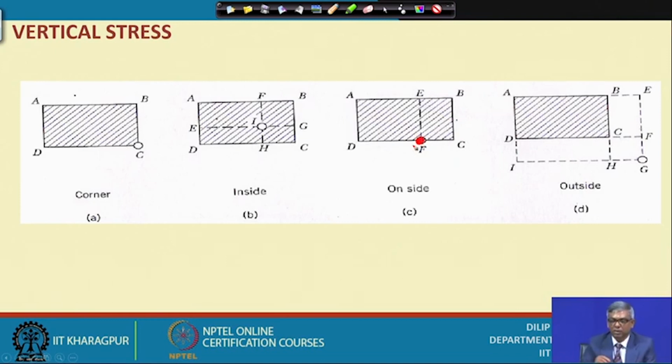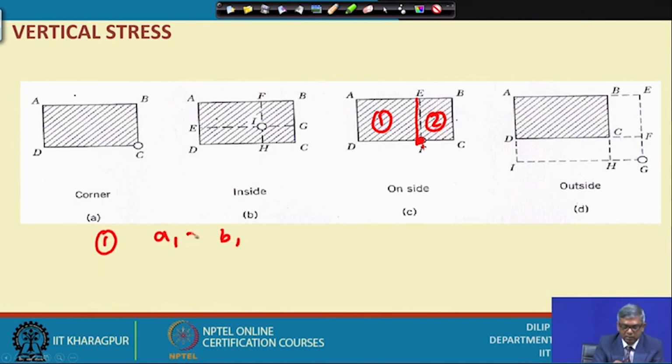Then what will I do? I will draw a line parallel to the edges and passing through this point, like this. Then it is divided into two parts, 1 and 2. Then similarly, for 1 I will find out what is A1, what is B1, similarly what is M1, what is N1, what is delta sigma 1 from the equation.